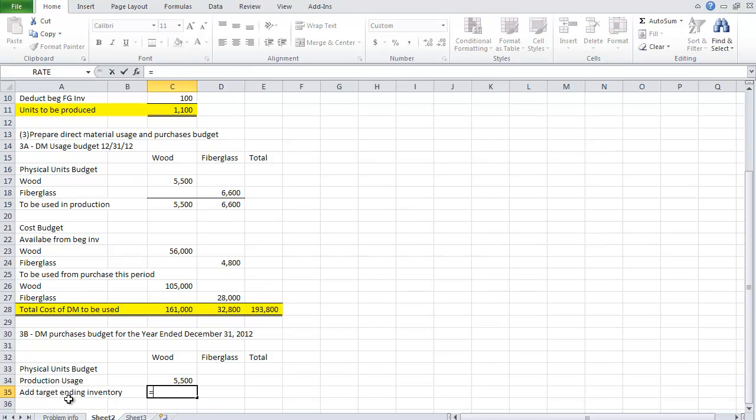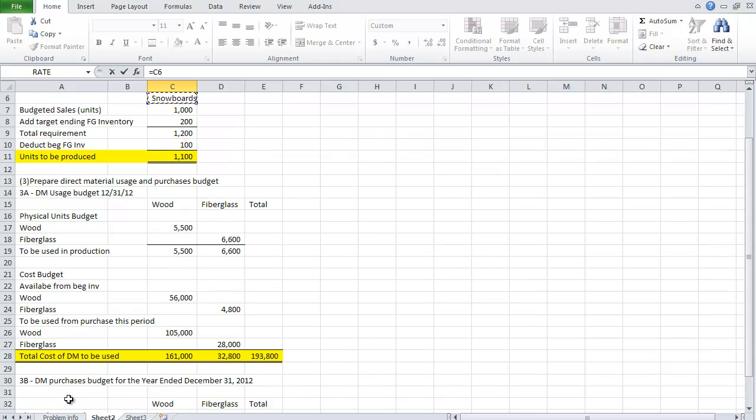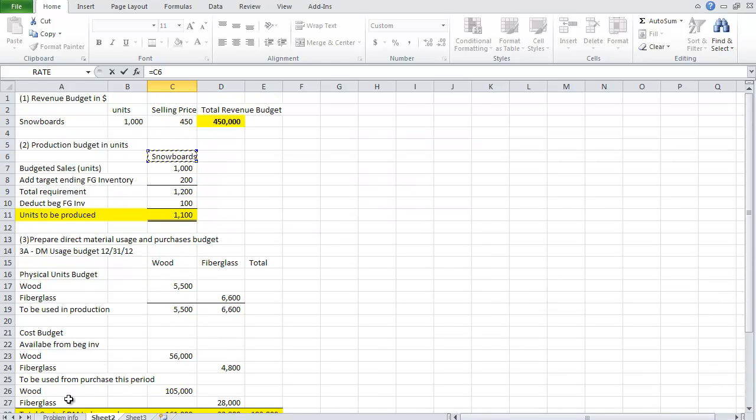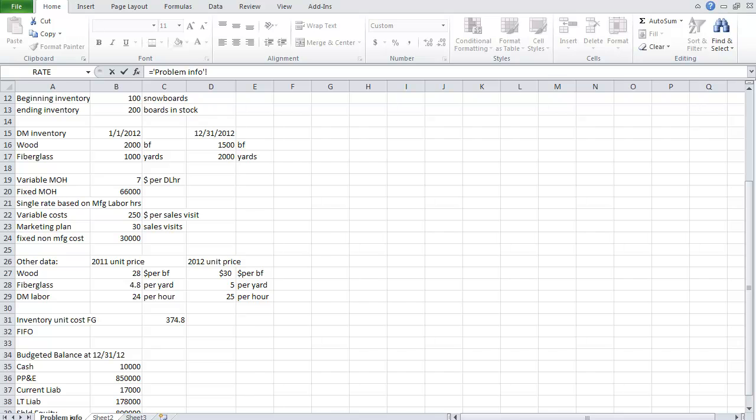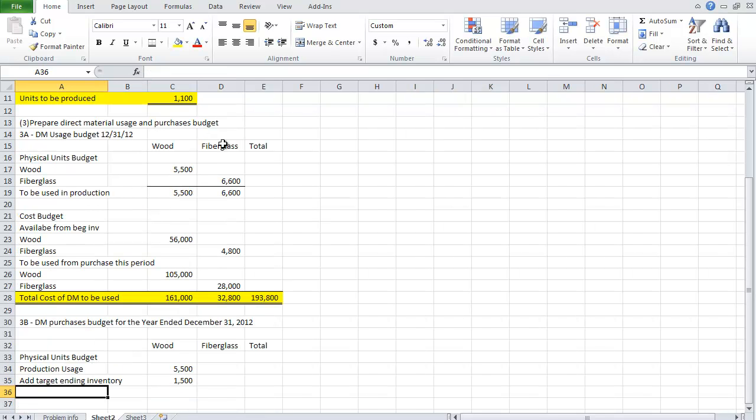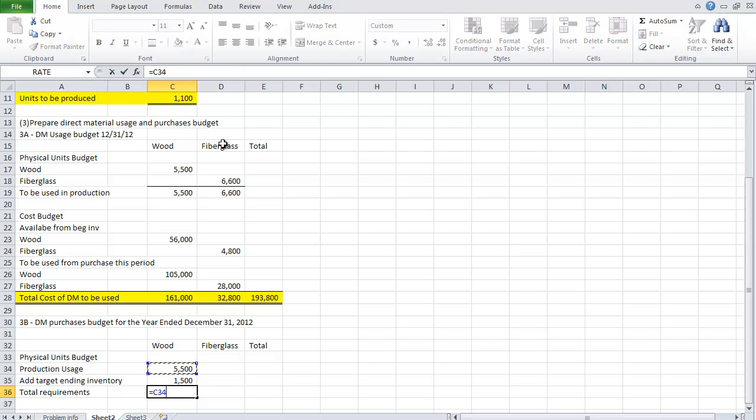which I think I have on this schedule above here. So our target ending inventory, I don't have it here, so I'm going to go over and get it from the problem. Our target ending inventory is 1,500, and that'll give us the total requirements. I'm just going to total these across before I forget here. So I'm going to take this and total it across, and take this and total it across, and then I'm going to go pick up what I need for the fiberglass.